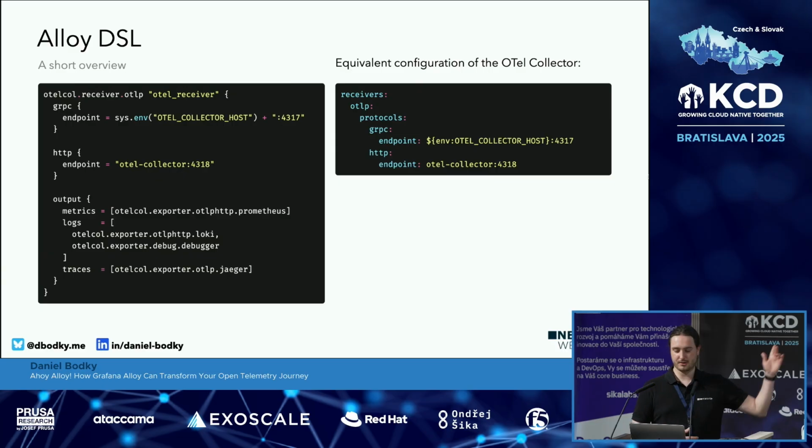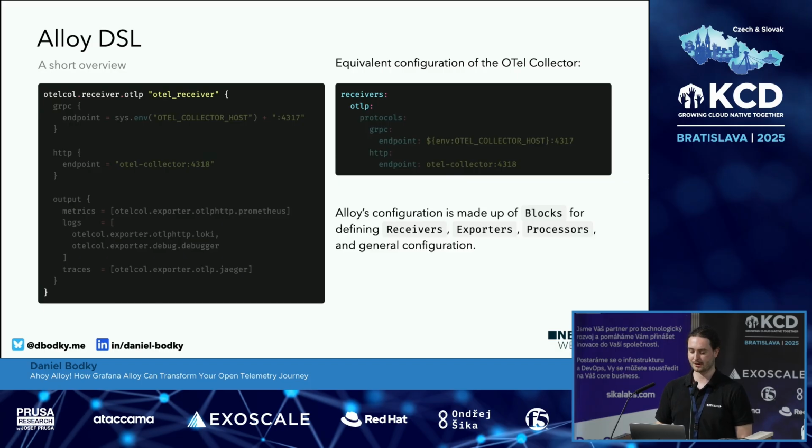This is what the DSL looks like. What I did here is on the right-hand side, you see a very simple, minimal part of the OTel collector configuration in YAML, basically just defining the receivers of the OTel collector for gRPC and HTTP OTLP endpoints. And on the left-hand side, you see the same in Alloy DSL. It might seem a lot more verbose, but that's just because it's a different format, right? Which comes with its ups and downs. And I want to highlight some of those.